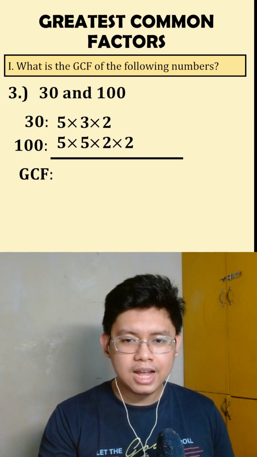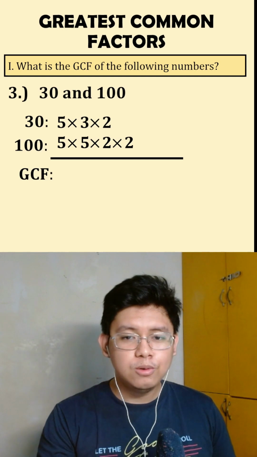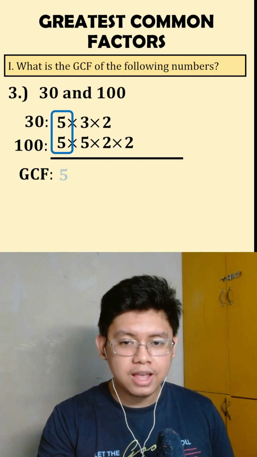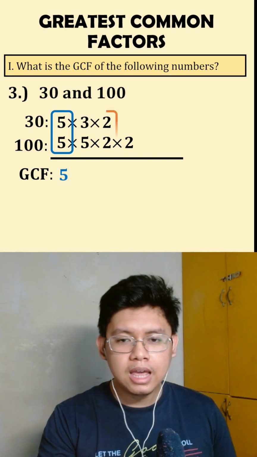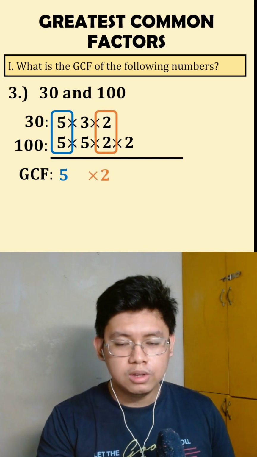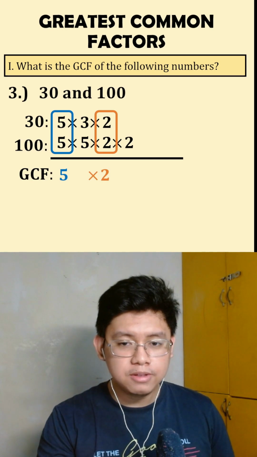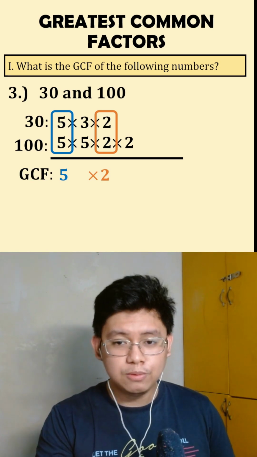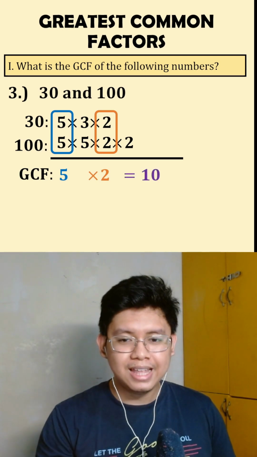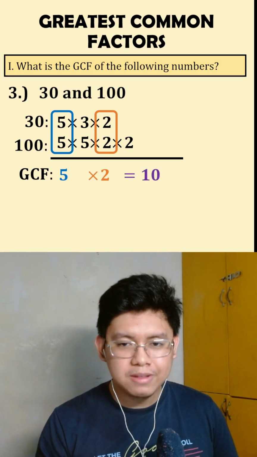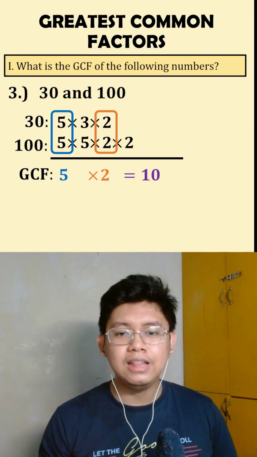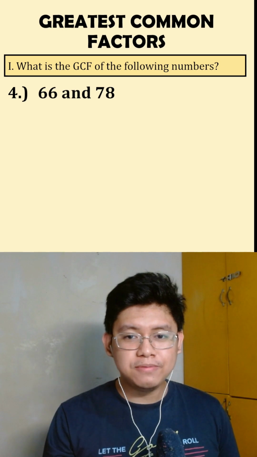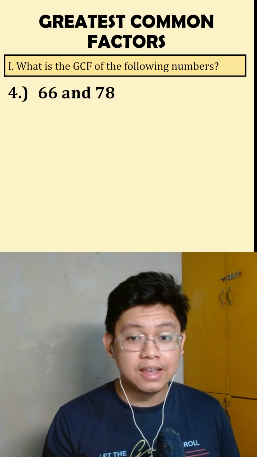Then, pag nakuha na natin yung kanilang factors, kunin natin yung common factors nila. So, meron tayong common factor na 5. Sulat natin sa baba. And common factor na 2. So, let's multiply our common factors, 5 times 2, to get our greatest common factor, which is equal to 10. And that's it. That will be the greatest common factor of 30 and 100. Tada! Alright.